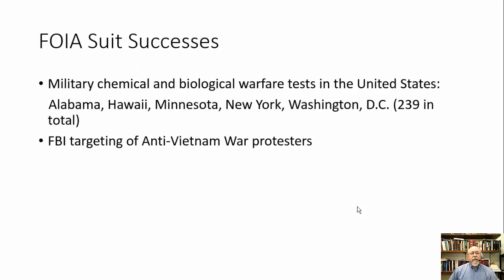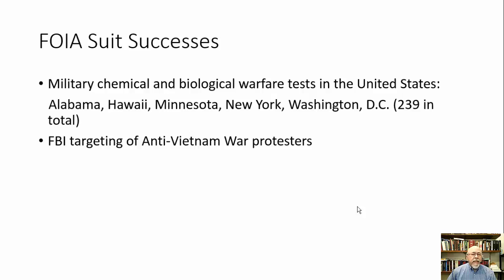Then we have these FOIA suit successes where people have filed lawsuits under FOIA. There were biological and chemical warfare tests in the United States. The military tested biological weapon systems and chemical weapon systems in America, in Alabama, Hawaii, Minnesota, New York, and Washington, D.C. A total of 239 of these tests took place in the United States without the knowledge or agreement of the people who were used in the tests.